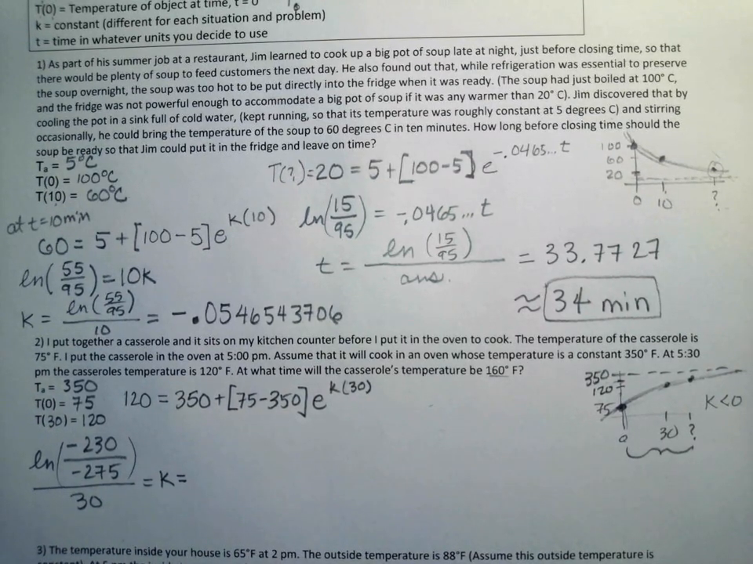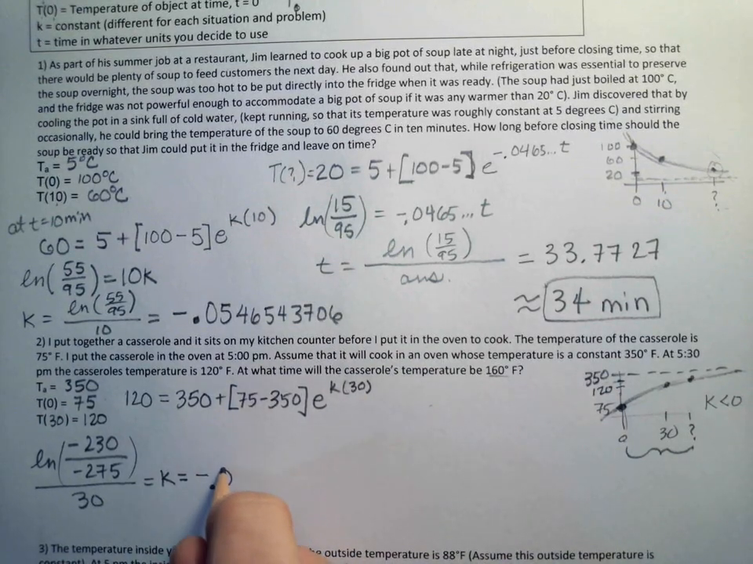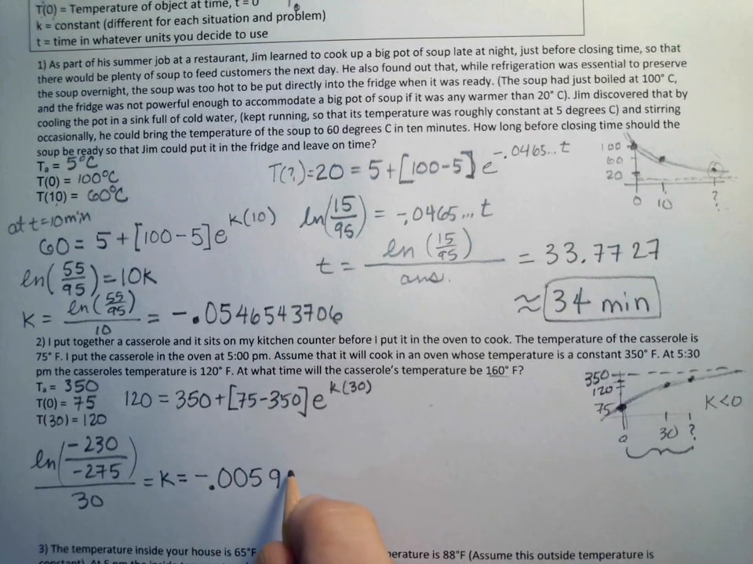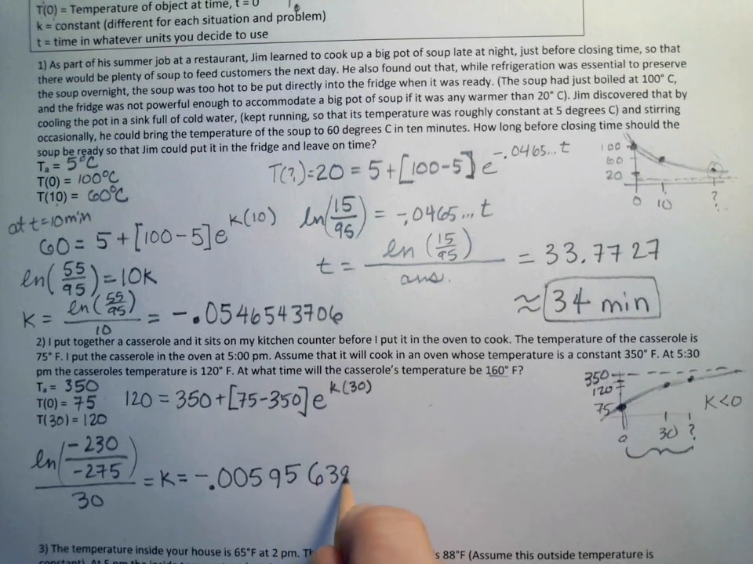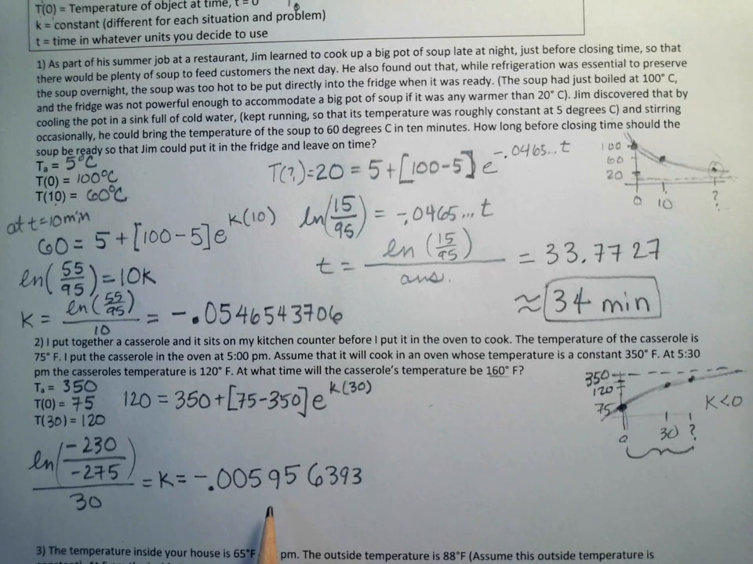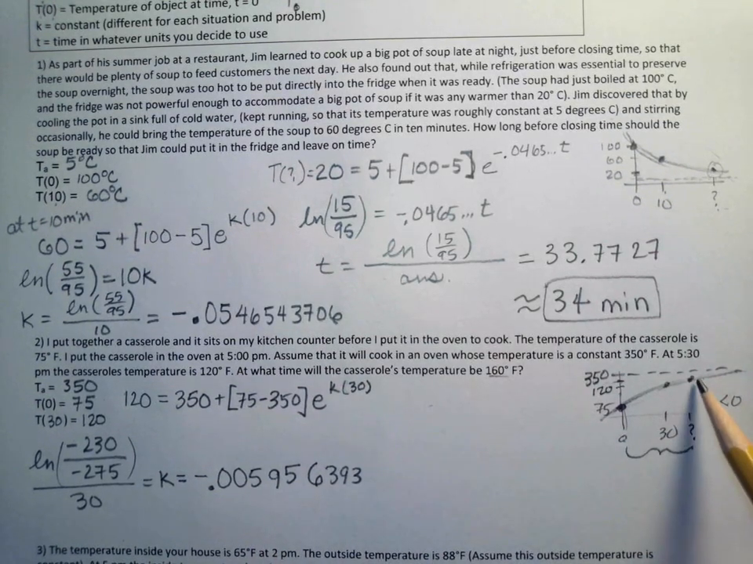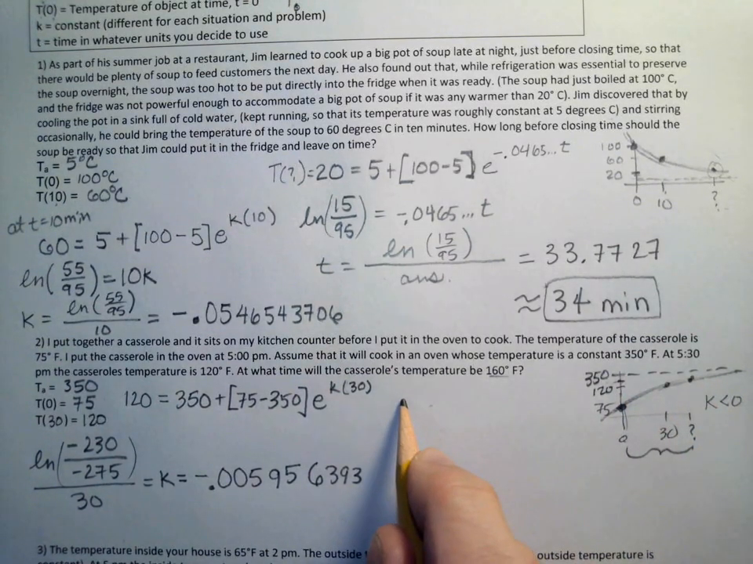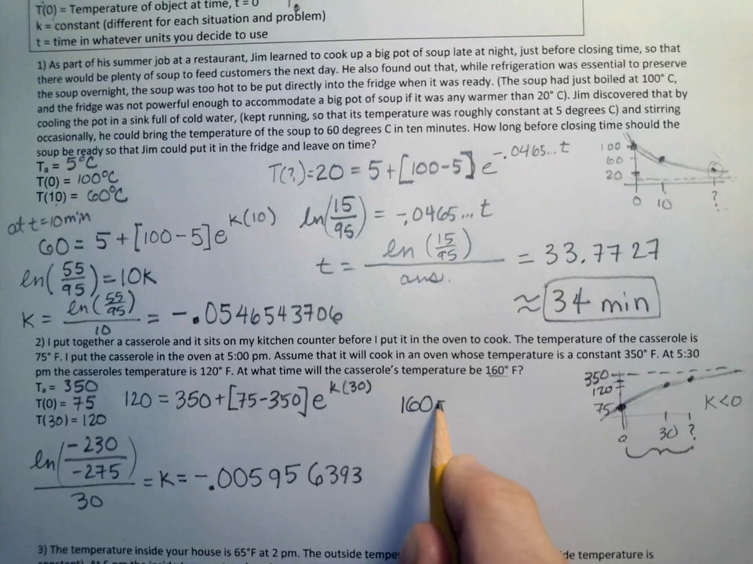All right, so plug that all into your calculator. And again, it's negative, which at first, like I said, the first time I did these problems 15 years ago, I was like, wait a minute, why is that negative? But it should be, because it's approaching an asymptote. Even though it's increasing, it's not increasing exponentially. Okay, so we've got that. Now we've got our k. So now we've got to find the time at which that casserole reaches 160 degrees.